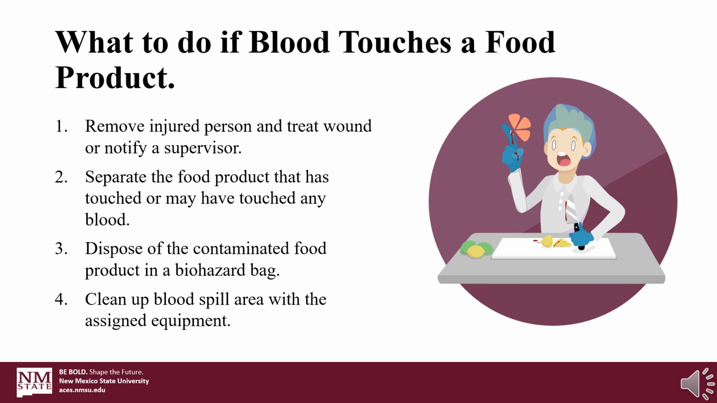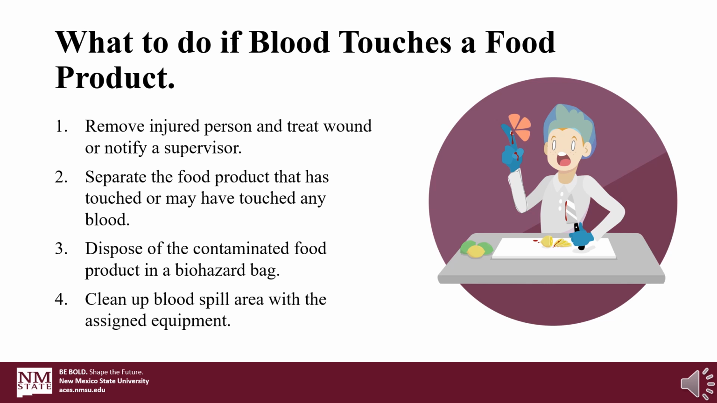When there's an accident, workers must know what to do if a food product touches blood or an open wound. Blood may be infected with dangerous diseases. Here we see an example of an injured worker. What to do if blood touches a food product?